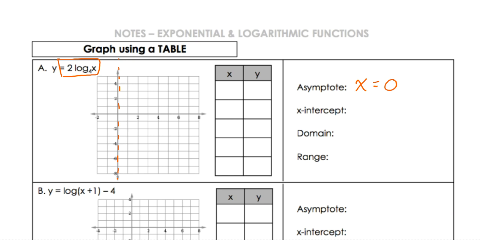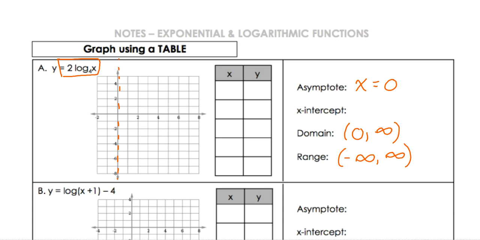When that asymptote stays at 0, that means that my domain also stays at 0. So I can fill that in to help me. And we should hopefully remember that the range is not going to change on these functions. So it's negative infinity to positive infinity. All right, so the last piece we're missing here is the x-intercept.